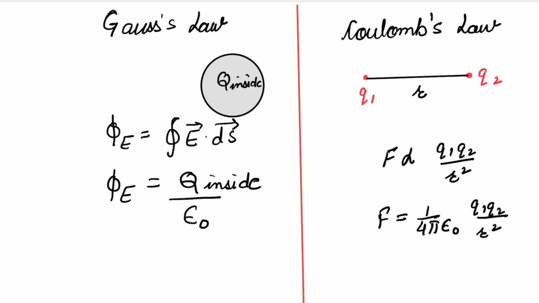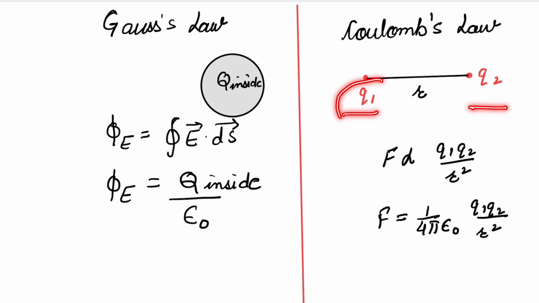Right? So the electric flux over a closed surface, when it is placed in vacuum, is 1 upon epsilon naught times the total charge contained inside that surface. Then the second law, the very first law of electrostatics, is Coulomb's law. Coulomb's law is used to calculate the force between charges.